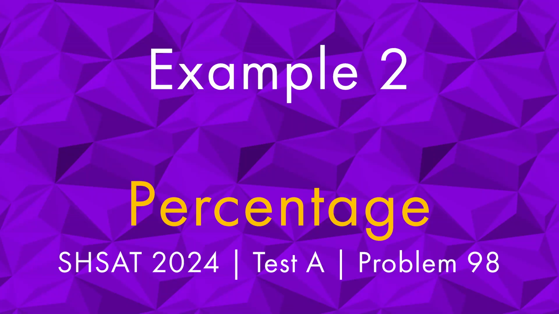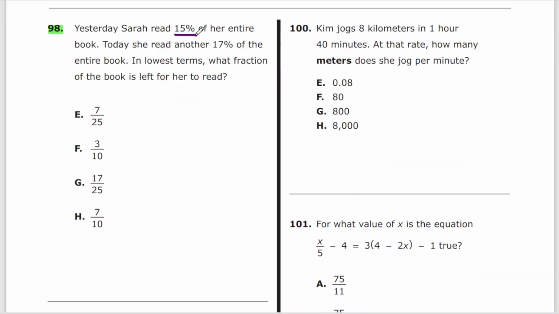Next problem, problem 98, test A, SHSAT 2024. Yesterday, Sarah read 15% of her entire book. Today, she read another 17% of her entire book. In lowest terms, what fraction of the book is left for her to read?